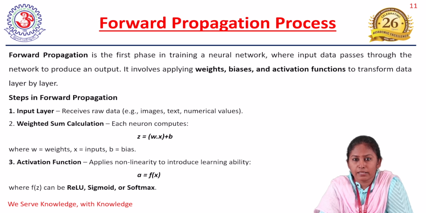X is nothing but the input neuron, and B is nothing but the bias. So this is the information passed from the input to the hidden layer, that means the next level.